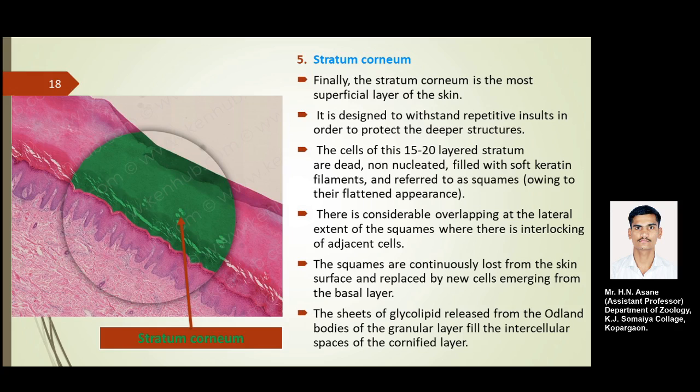The stratum corneum is continuously lost from the skin's surface and replaced by new cells emerging from the basal layers, and the sheets of glycolipid are released from the old lamellar bodies and granules, filling the intracellular space of the cornified layers. As you can see, this very first layer will be shredded off and new cells will be added as the lower layers move up and up. In the picture, the stratum corneum is highlighted in green color.